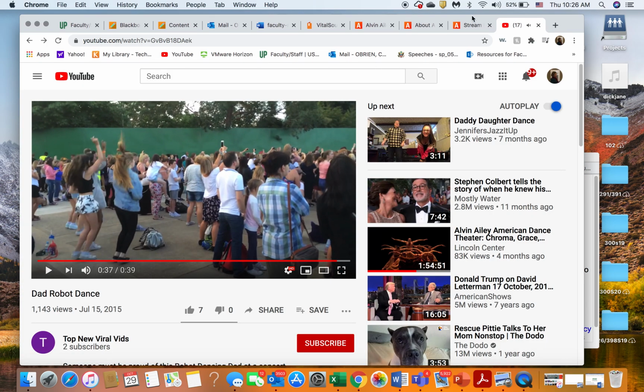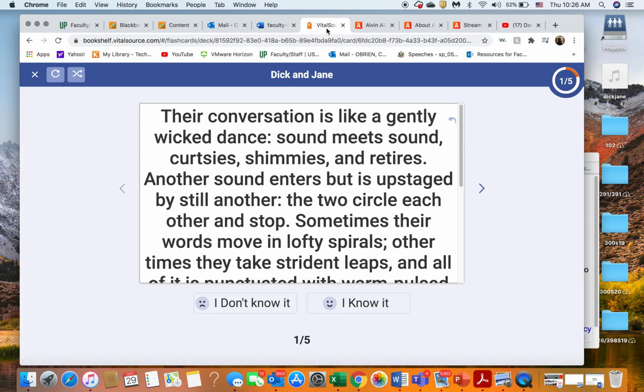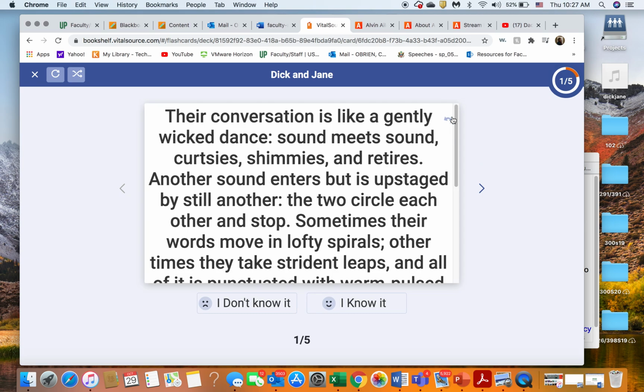That dad gets lots of props for his dancing. However, it is a contrast, shall we say, to Alvin Ailey.